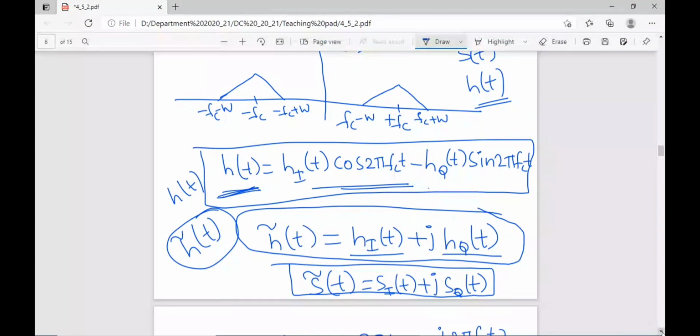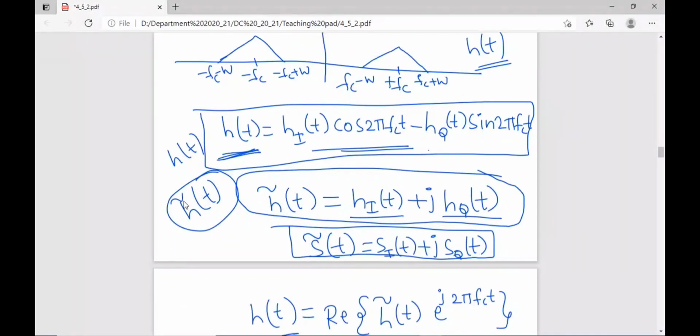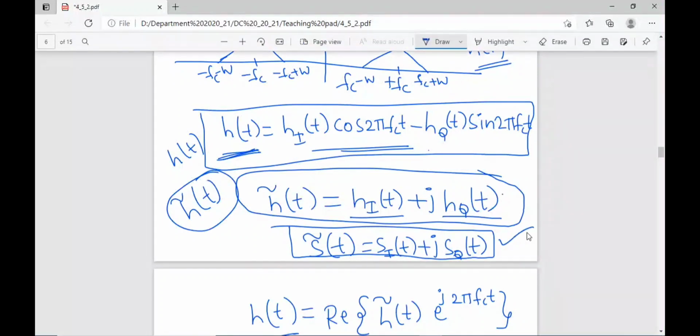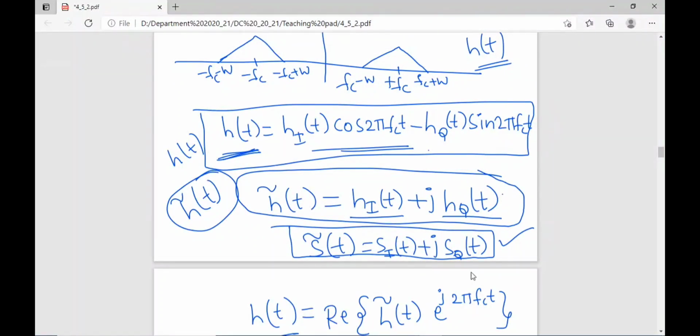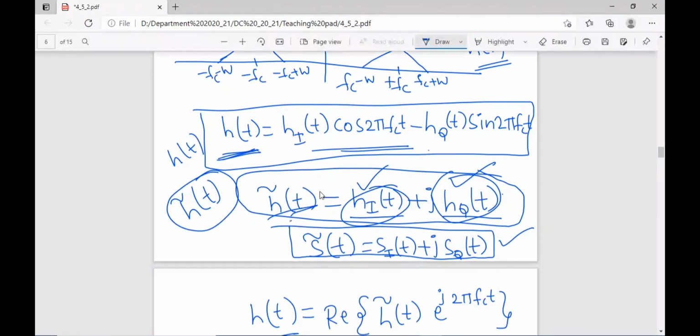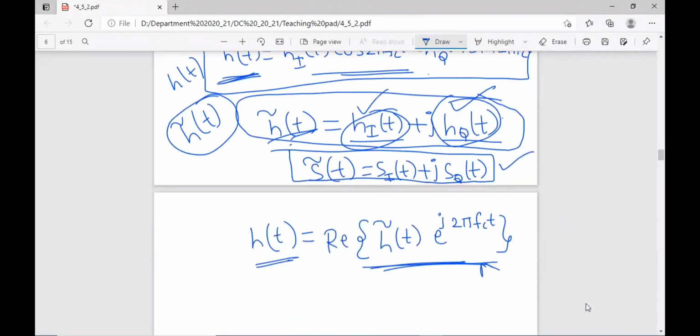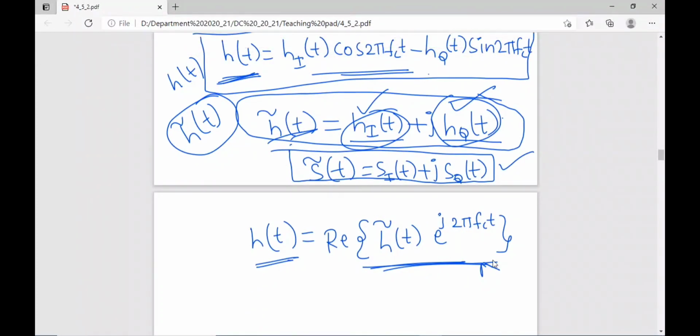We already know that we have to find H tilde of T, and I can write that using the in-phase component and the quadrature component, and these two are low pass signals only. So Hi of T plus J HQ of T. I have written this based on the S tilde of T equation. Now I need to find Hi of T and HQ of T. If I know Hi of T and HQ of T, then I can find H tilde of T. If I know H tilde of T, then I can find H of T. How? H of T is nothing but the real part of H tilde of T e power j 2 pi FCT. Using this I can find it.